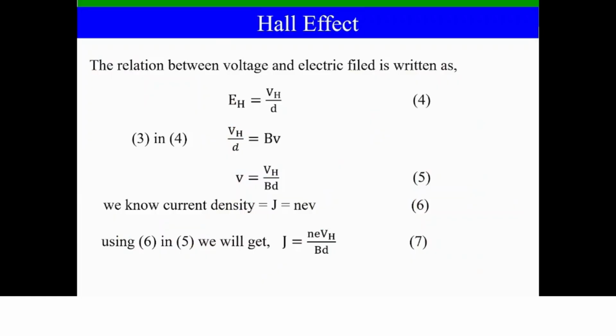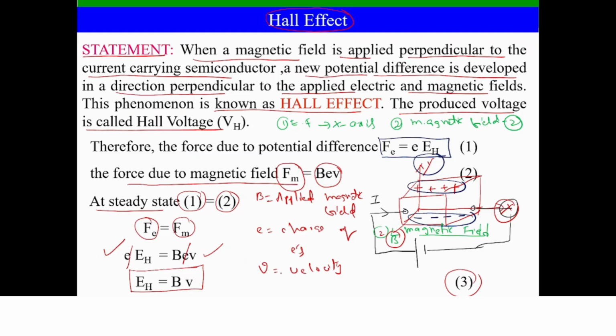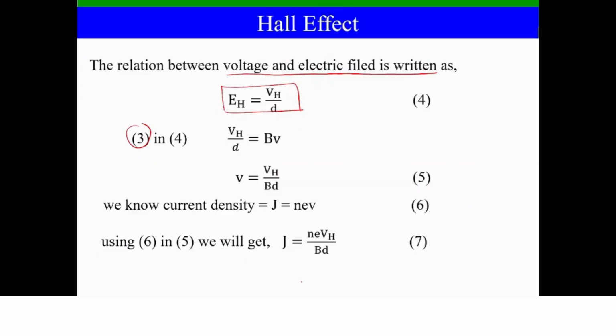Then, already we know from the lower classes the relation between the voltage and the electric field, that can be written in the form of EH is equal to VH by D. Now in this equation number 4, substitute the third equation. The third equation is EH is equal to BV. Substitute EH is equal to BV in this expression. Already the left hand side is equal to VH by D.